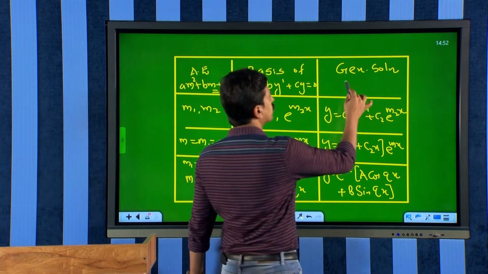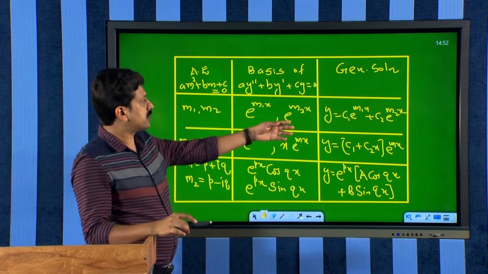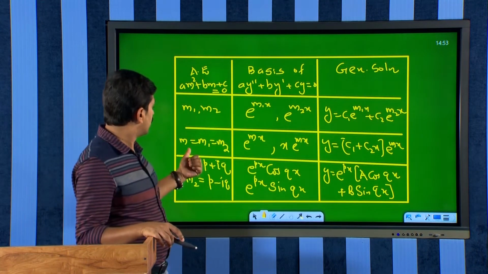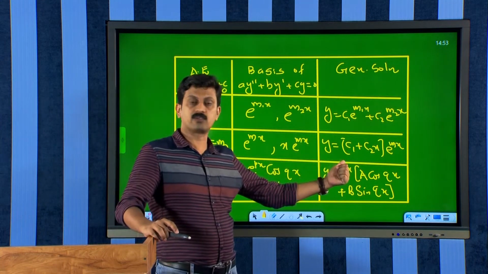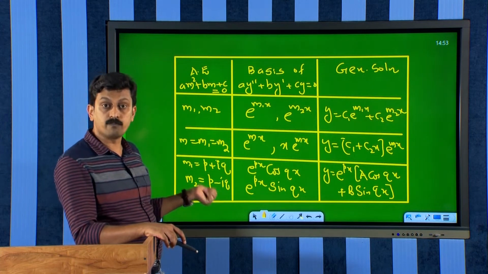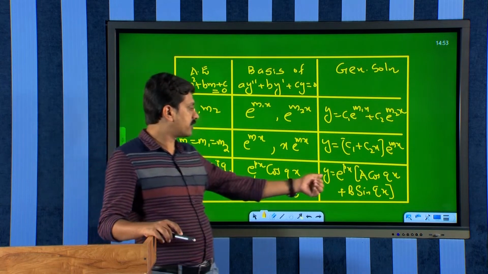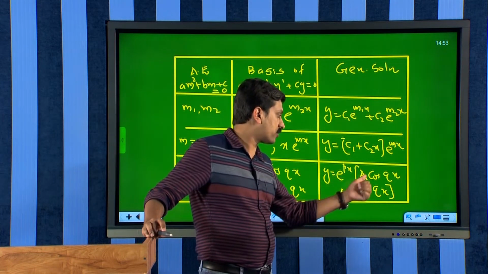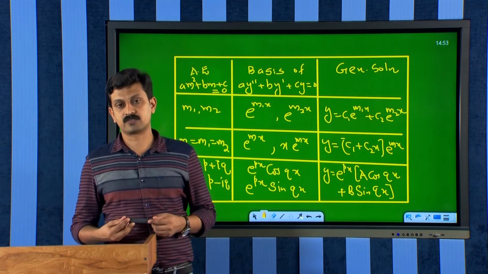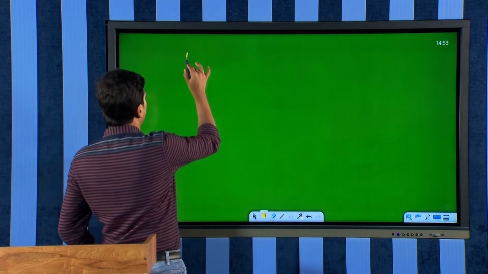So, these are the three forms that we already discussed. If the roots are real and distinct, then y is equal to c1 e raised to m1x plus c2 e raised to m2x. If roots are real and equal, y is equal to c1 plus c2 x, e raised to mx. If roots are complex conjugate, p plus iq and p minus iq, then the general solution is e raised to px into a cos qx plus b sin qx. Here a and b are arbitrary constants. So, my dear students, we can move to questions.